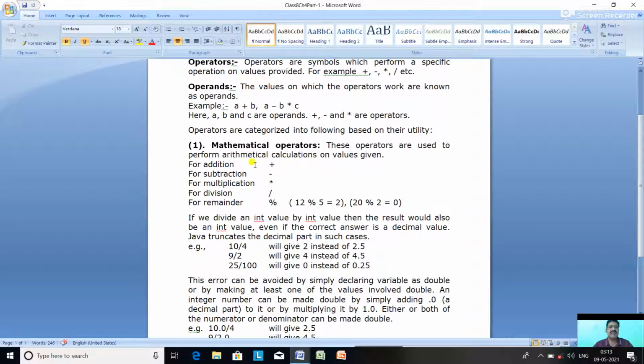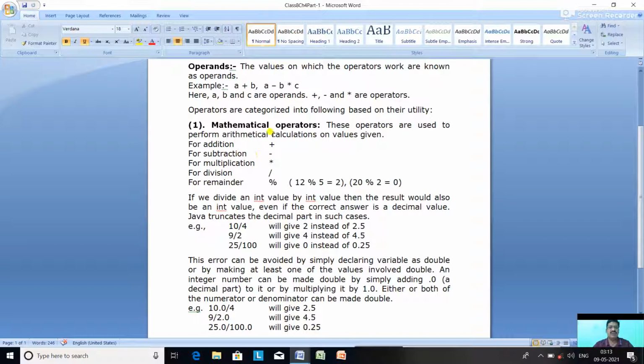Then we discussed the mathematical or arithmetical operators. These operators are used to perform mathematical calculations on values provided. What is the use of these operators? They are used for arithmetical calculation, like plus sign for addition, minus sign for subtraction, asterisk sign for multiplication, slash sign for division, and this percent sign, which is called the modulus operator, is used for the remainder of a division.